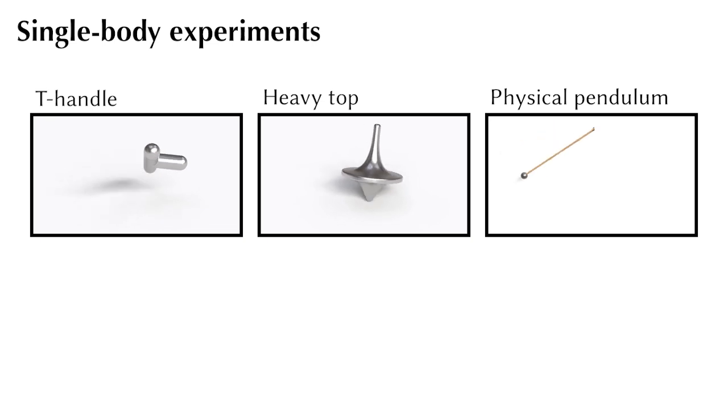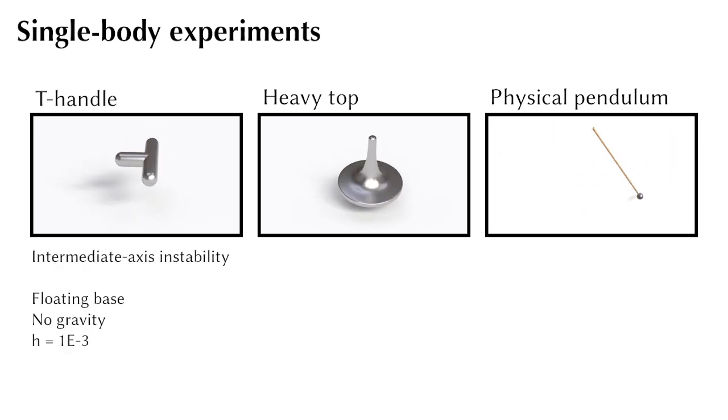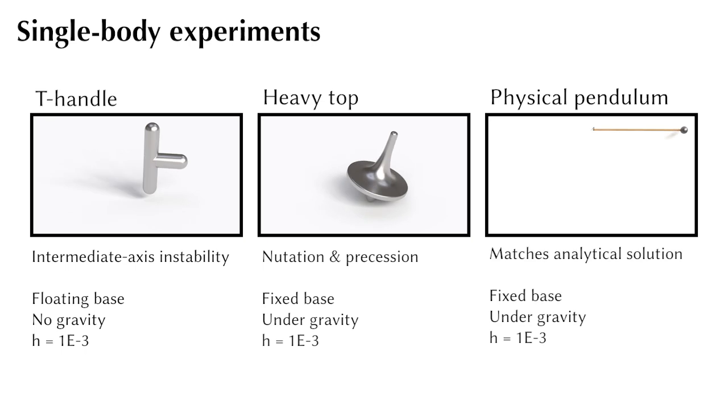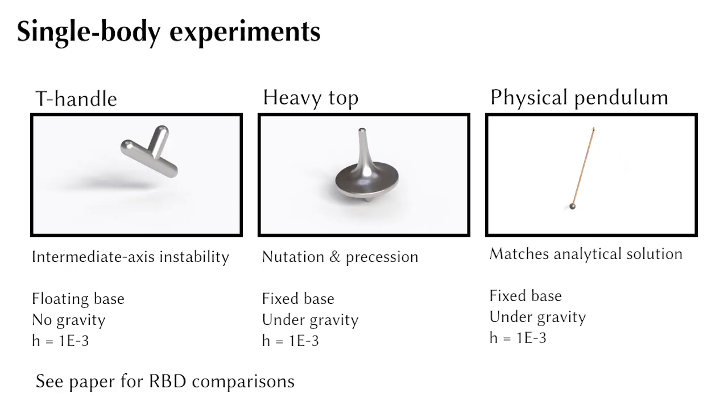First, we validate single-body dynamics with 3 tests. The T-handle reproduces the intermediate axis instability. The heavy top captures both nutation and precession under gravity. And the physical pendulum better matches the analytical solution than implicit RBD with the same time step. Then we move to articulated systems.